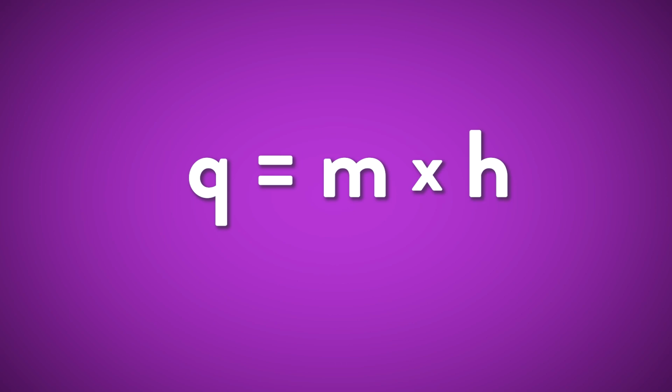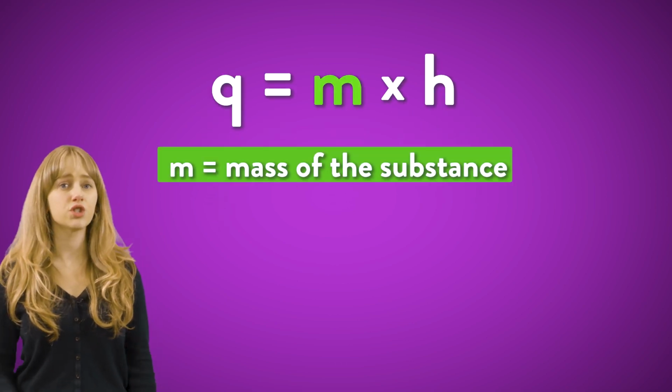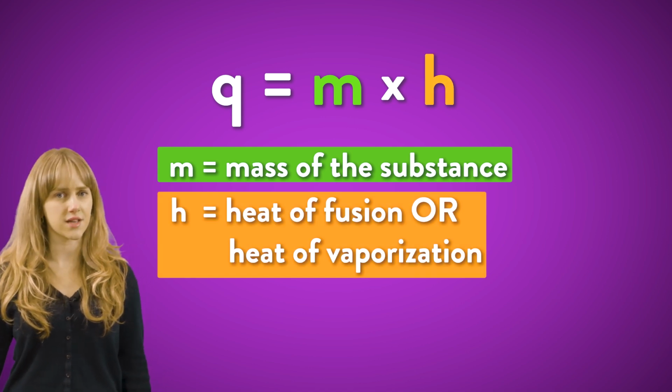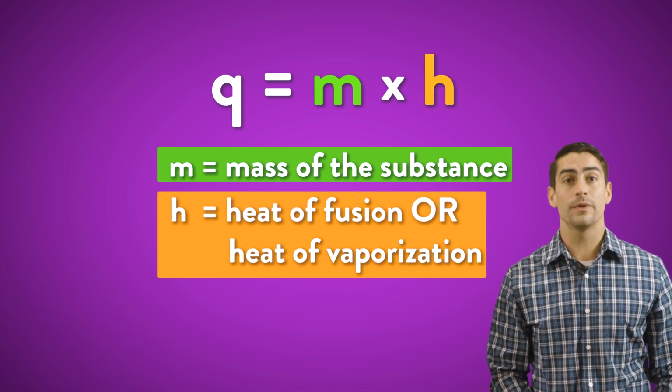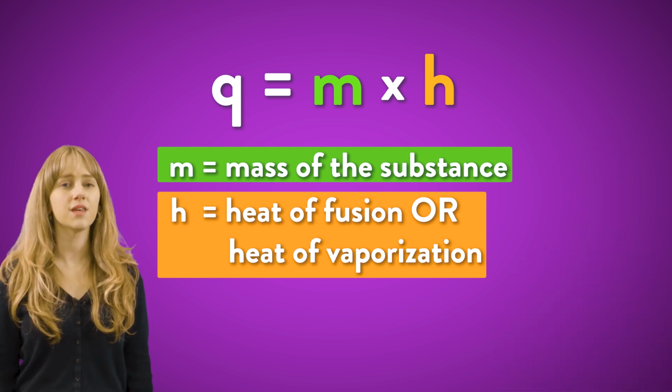Thank goodness. Now let's get to the heat of transformation formula. Q equals M times H. Once again, M is the mass in grams, and H can be two things. Heat of fusion for when the substance is melting or freezing, or heat of vaporization for when the substance is boiling or condensing. And yes, those are figures you'll be given in the chart.